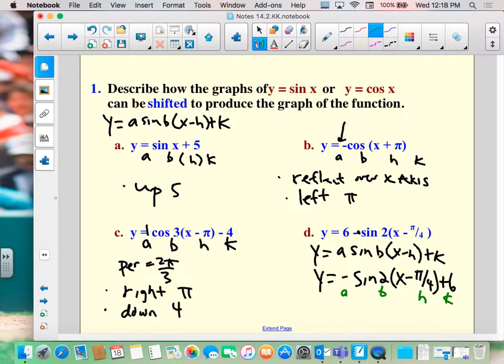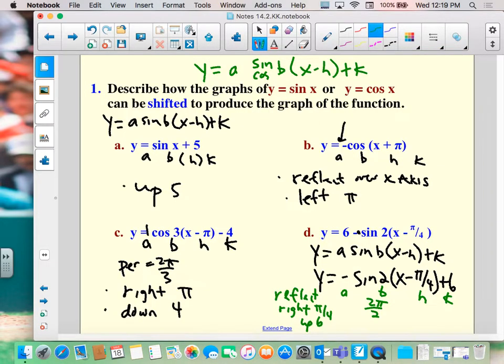We've got a reflection with a, and we've got a period of 2 pi over 2. So the shifts would be a reflection over the x-axis. It would be to the right pi over 4, and it would be up 6. And if you wanted to write down that the period changed, you could, but that technically is not a shift. But it's nice to kind of see what all the letters stand for. So get used to this equation, everybody. Y equals A for amplitude, can be sine or cosine. B for frequency and period. And now here's the new part. X minus h plus k.